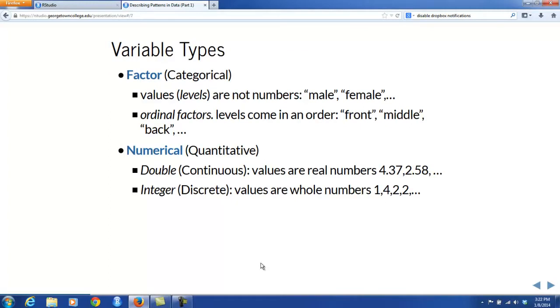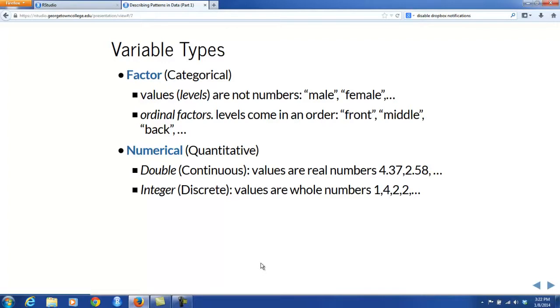You should know that there are two major types of variables. There are factors and there are numerical variables. Factors are also called categorical variables because their values are categories and not numbers. Their values are also called levels. So for example, if you had the variable sex, that would be a factor variable. Its possible values are male and female.